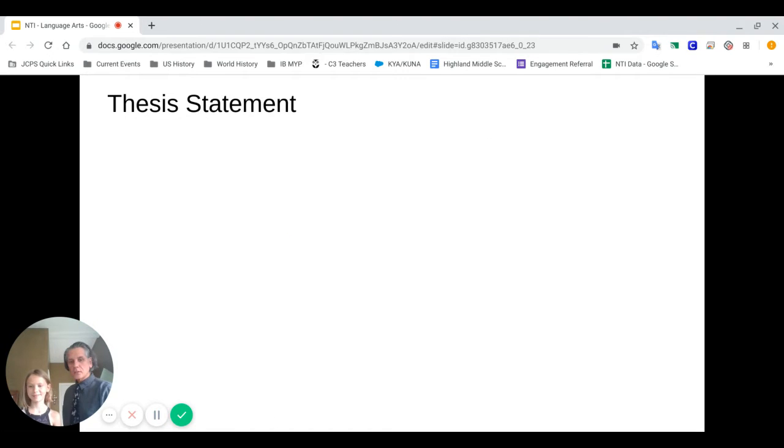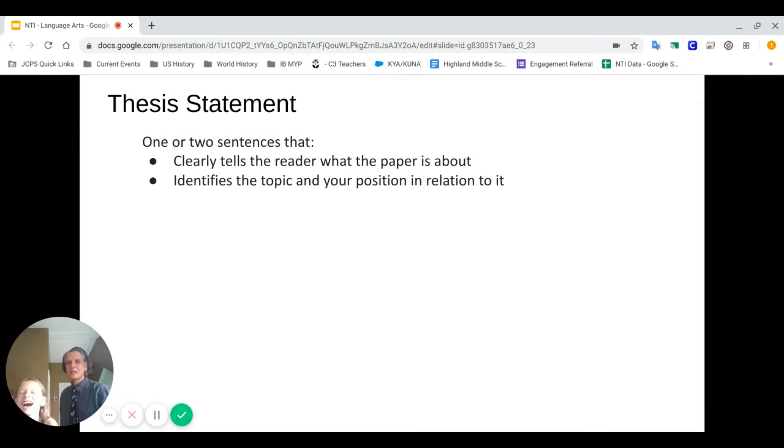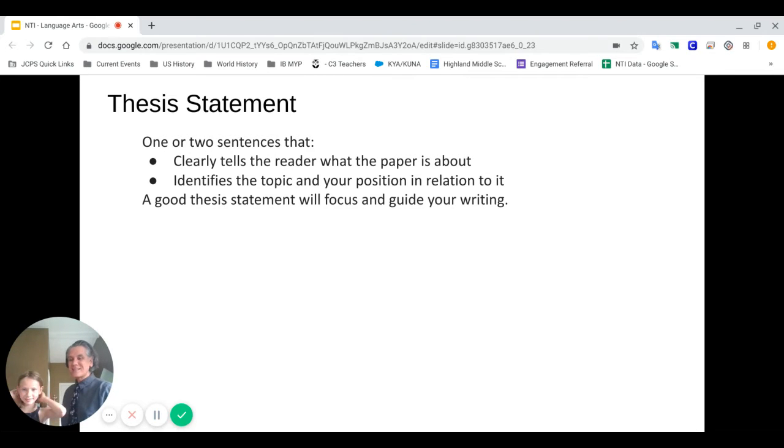All right. So these are types of hooks. You will also write a thesis statement. A thesis statement is one or two sentences that clearly tells the reader what the paper is about. Clearly is important in this one. And it also identifies the topic and your position. You're going to get your chance, your position in relation to it. So a good thesis statement focuses and guides your writing. Here's an example of good and bad ones.